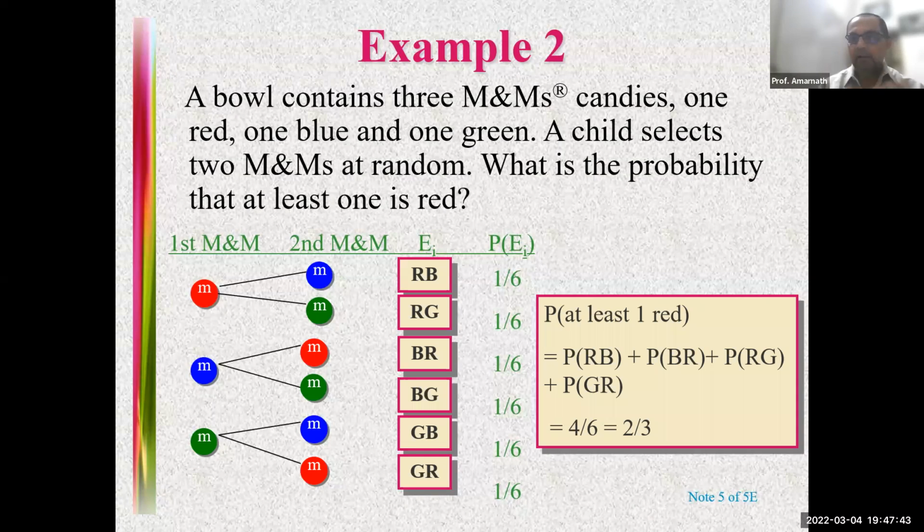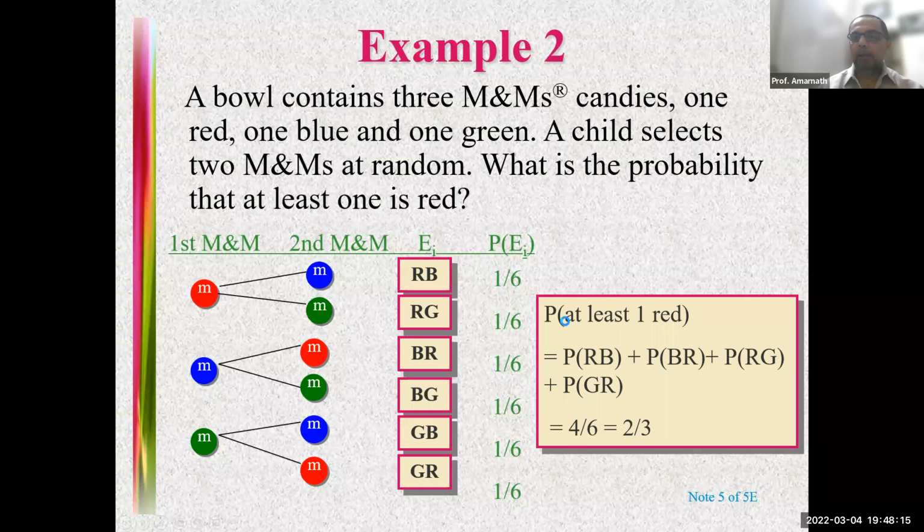If I put it as an event now, from the bowl, red and blue, that will be R and B, R and G, B and R, B and G, G and B, G and R. So it is 1/6. Why? Because 6 is the number of events which have happened, so each one has a probability of 1 divided by 6. For all of them, the same thing applies.